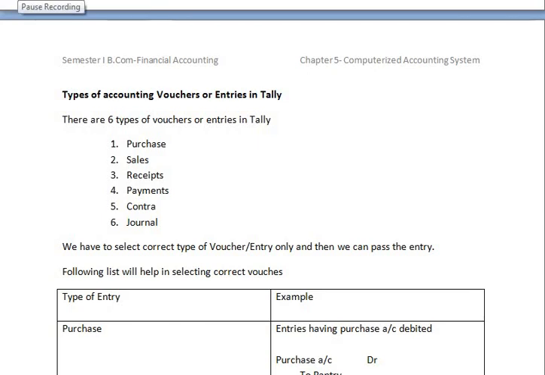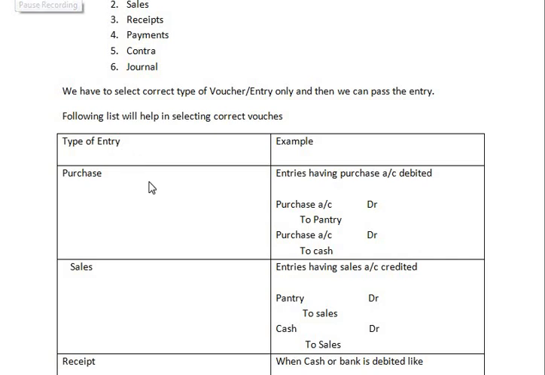Types of accounting vouchers or entries in Tally. There are 6 types of voucher: purchase, sales, receipts, payments, contra, and journal. Let us see the journal entries for these vouchers. The following list will help in selecting the correct voucher. This is the type of entry, and this is the example.